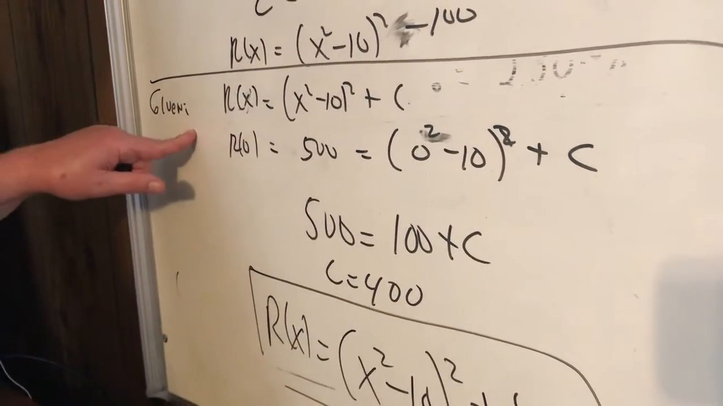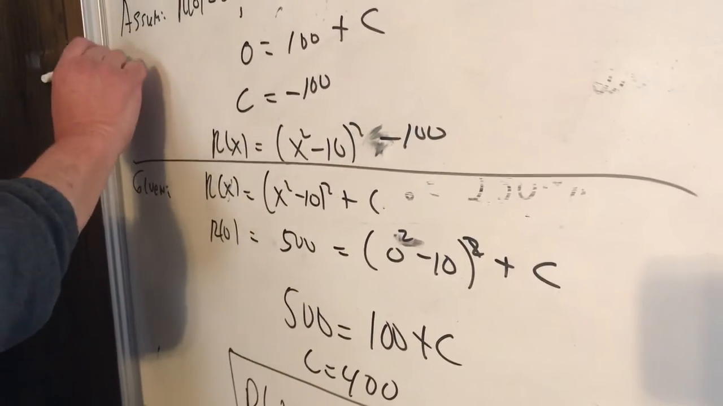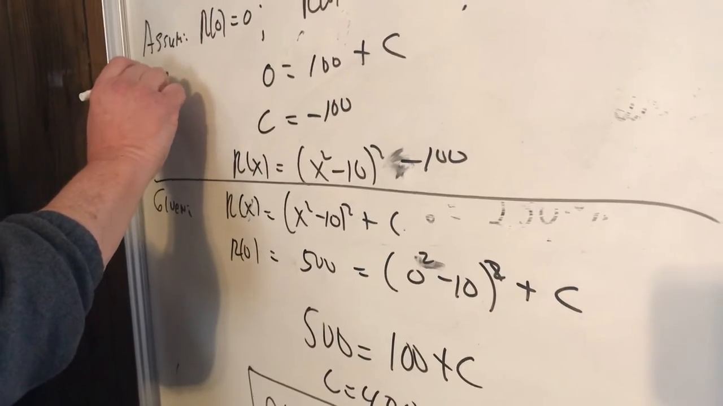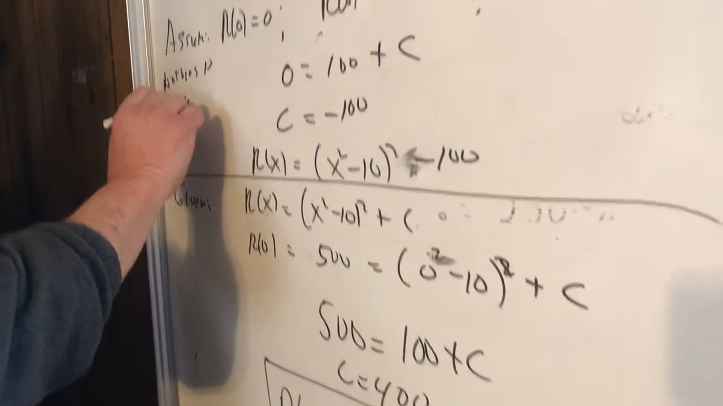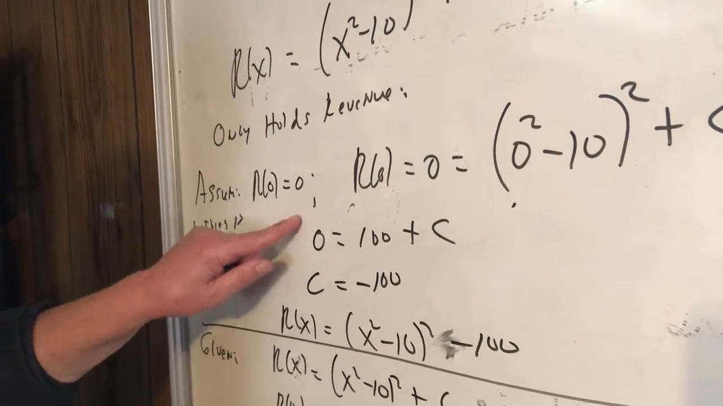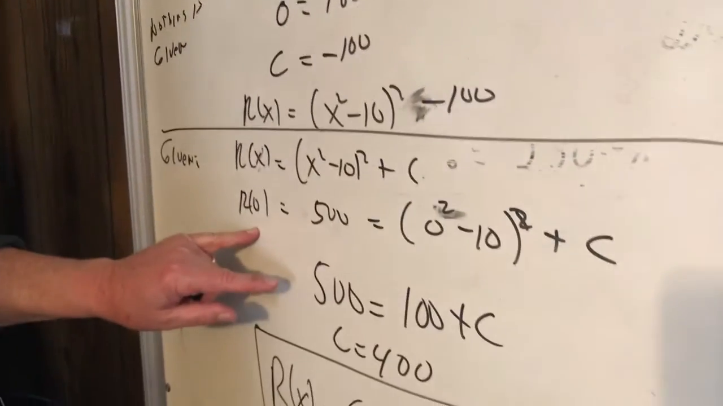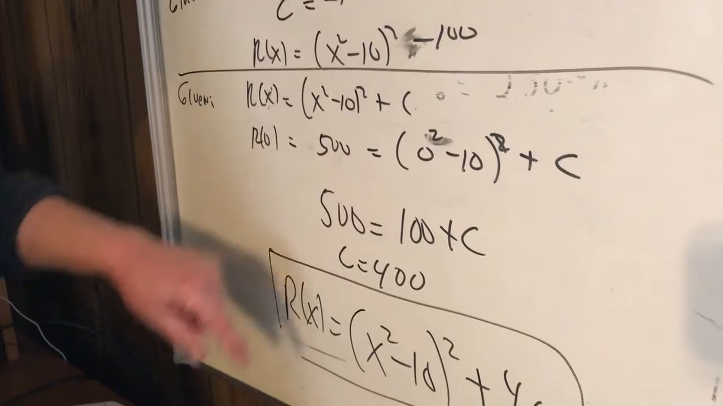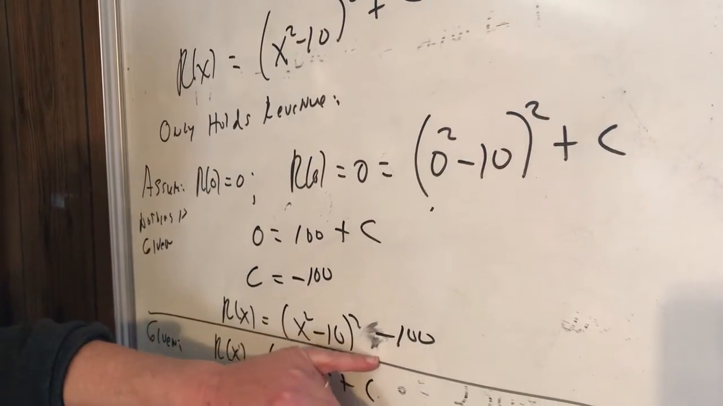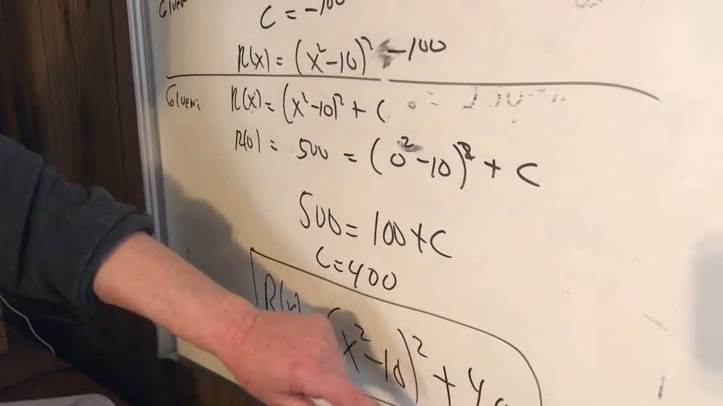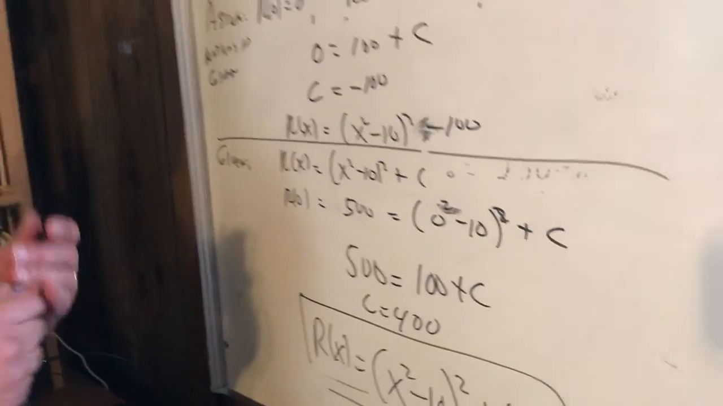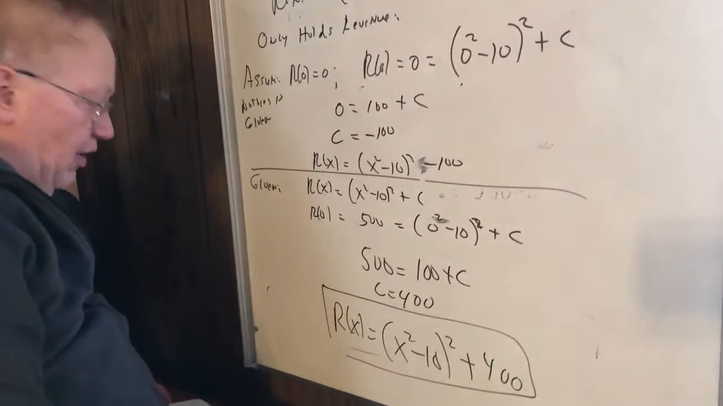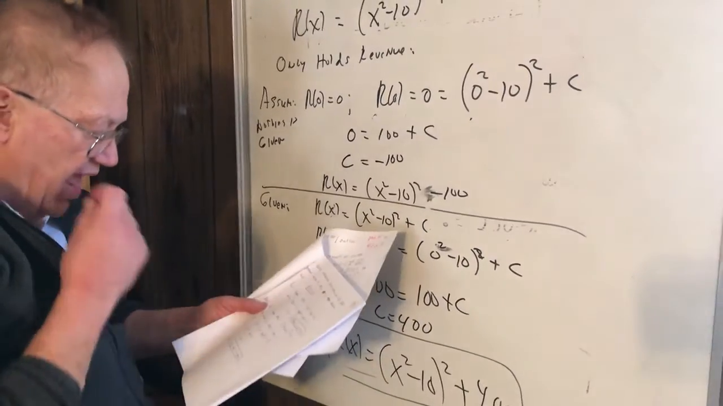Now here, you would have to be given something. Here, nothing is given about R of 0, so you always assume that R of 0 equals 0. But if you're given something, then you have to put down what they give you. And this is 500. So the function changes. Here it's just (x squared minus 10) squared minus 100. Here it's (x squared minus 10) squared plus 400. So that's for revenue only. Cost, you will always be given something, because there's always a fixed cost involved with anything you do.